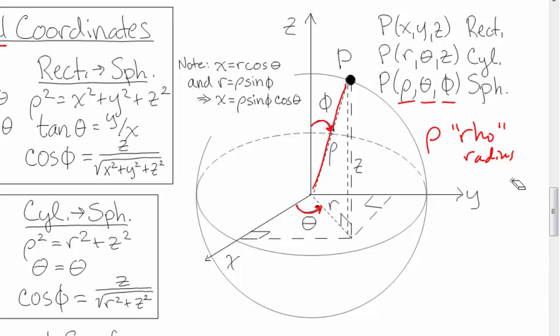So to develop a relationship between rho, theta, and phi, and x, y, and z, we want to look at this triangle here inside of our 3-dimensional space. This triangle is actually a right triangle. The hypotenuse of this right triangle is rho. The height of the triangle is z, and the base of this triangle is r, because that's the r in the xy plane, just like in polar coordinates. So now we need to identify one of the other angles of this triangle.